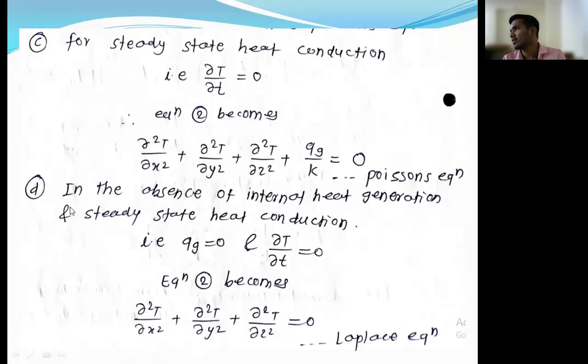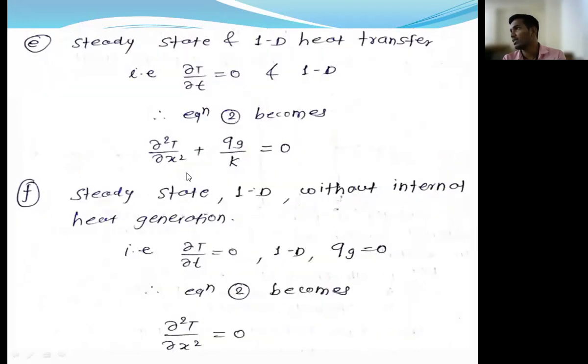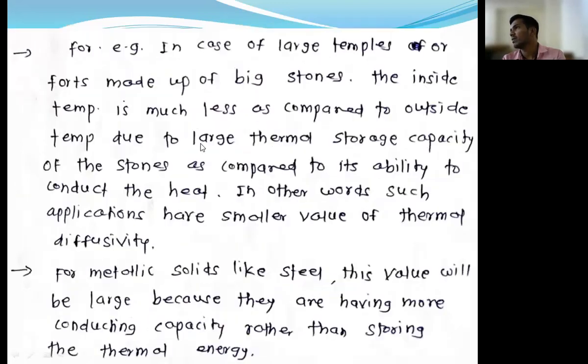Similarly, in the third case, we considered no internal heat generation and steady state condition, meaning qg is equal to 0 and dou T by dou t is equal to 0. We put those values into equation number 2, and we get this equation, which is nothing but Laplace equation. So these are the different forms of the general heat conduction equation in the Cartesian coordinate system.